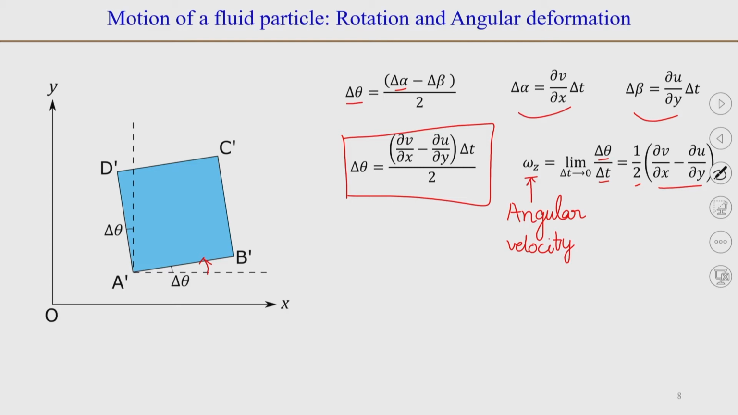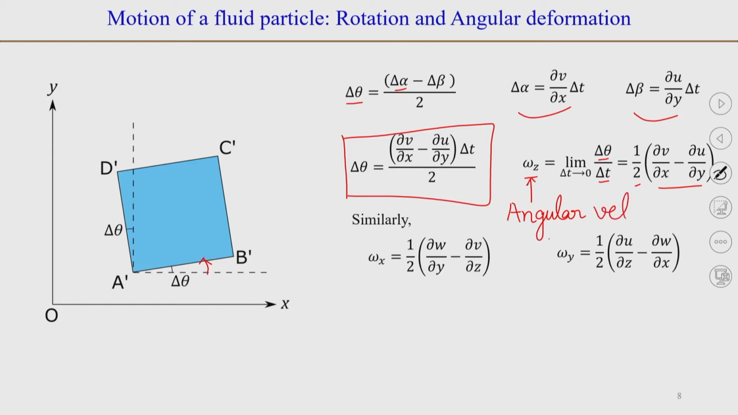Similarly, we can do the same exercise for the rotation in the zx and yz planes, and obtain the other two components of angular velocity. By a similar exercise we can find omega x is equal to half of dou by dou y of w, which is the z component of velocity, minus dou by dou z of v, and omega y is equal to half of dou u by dou z minus dou by dou x of w.